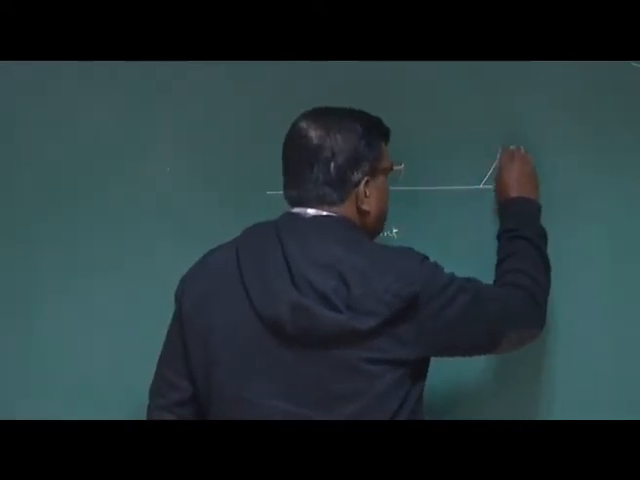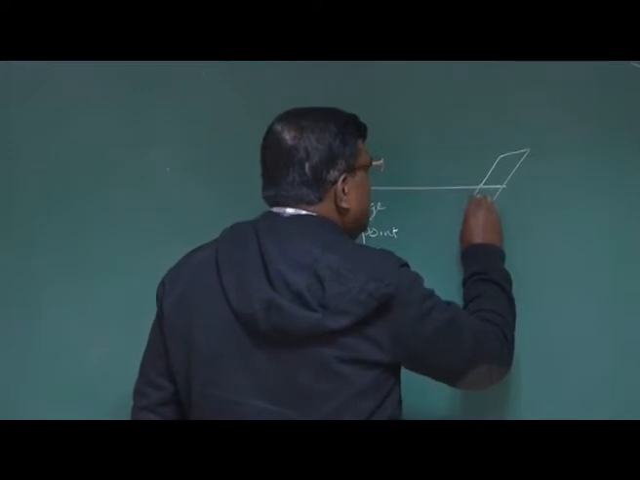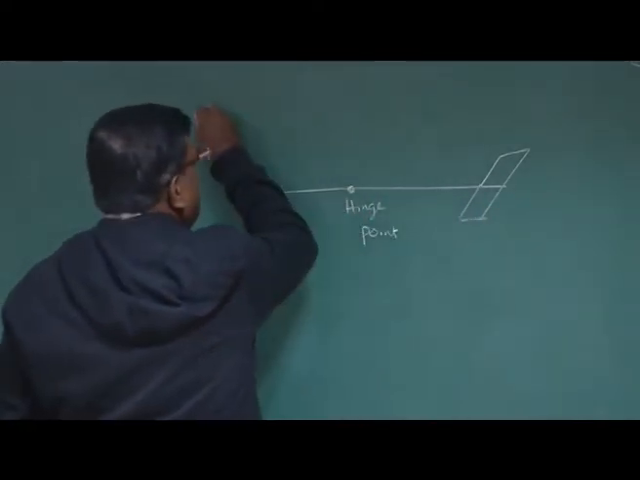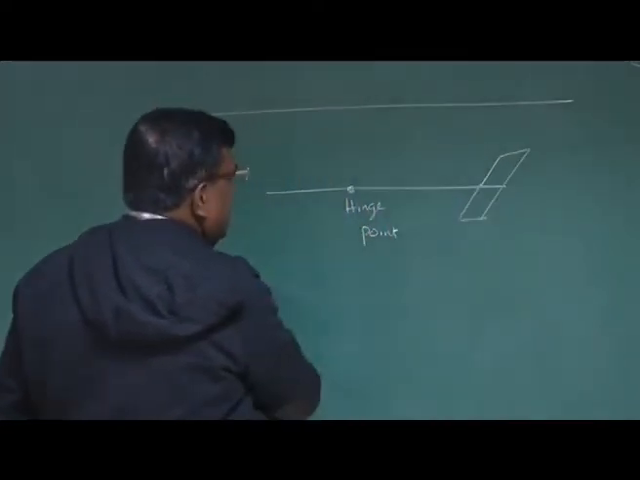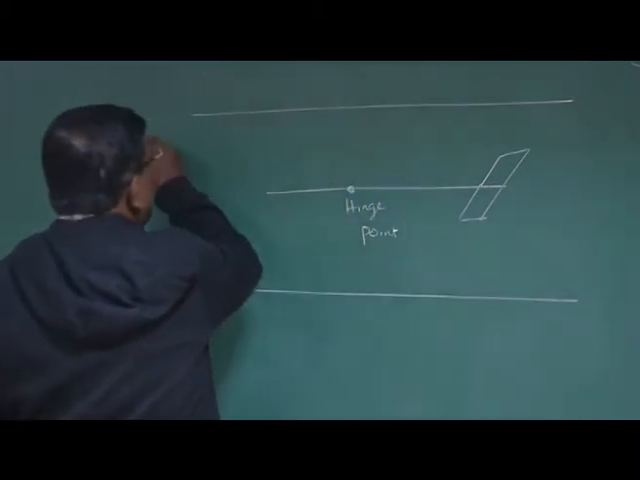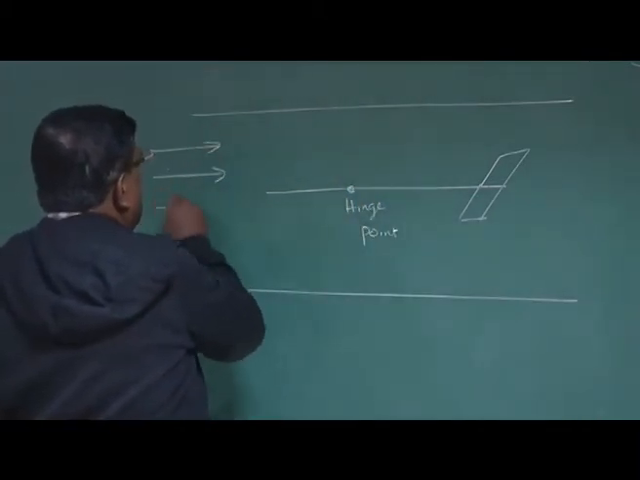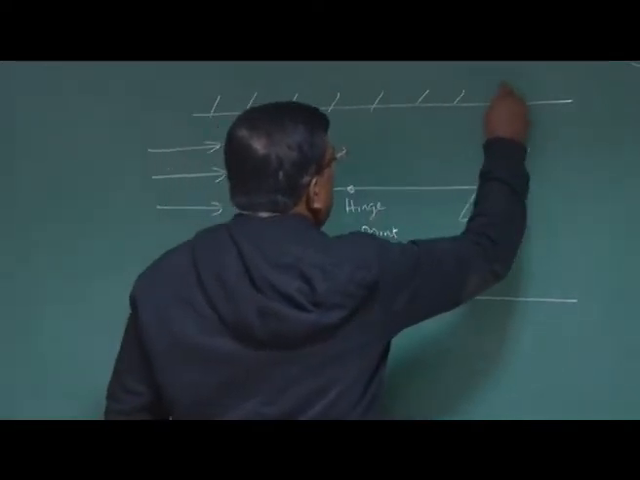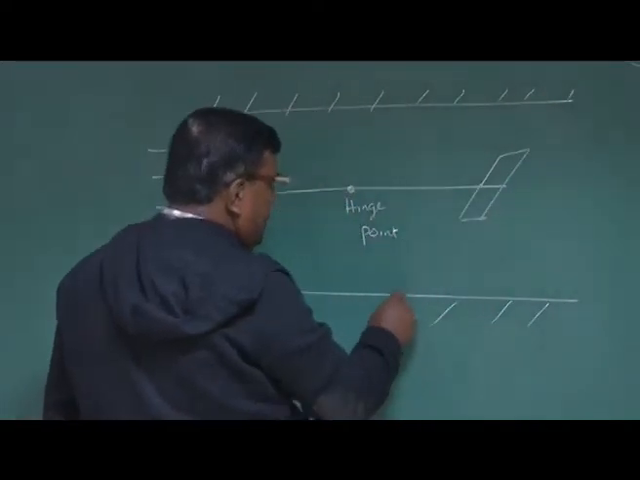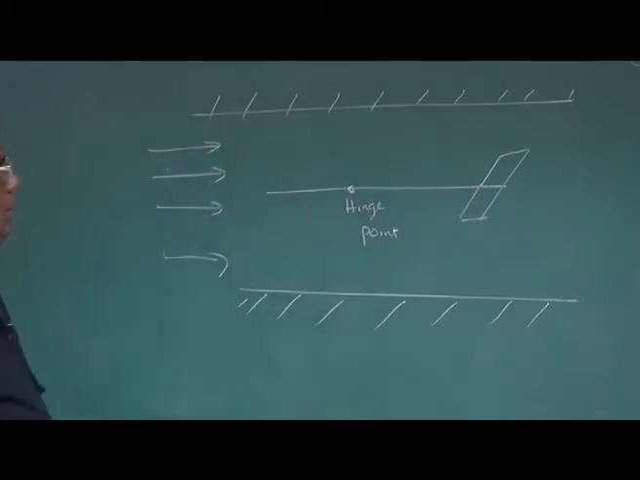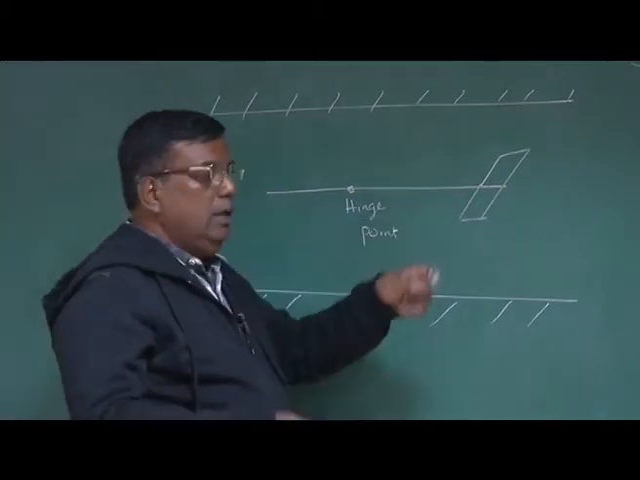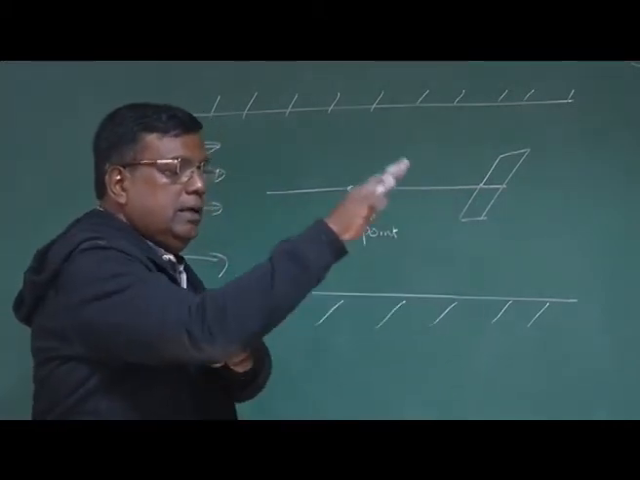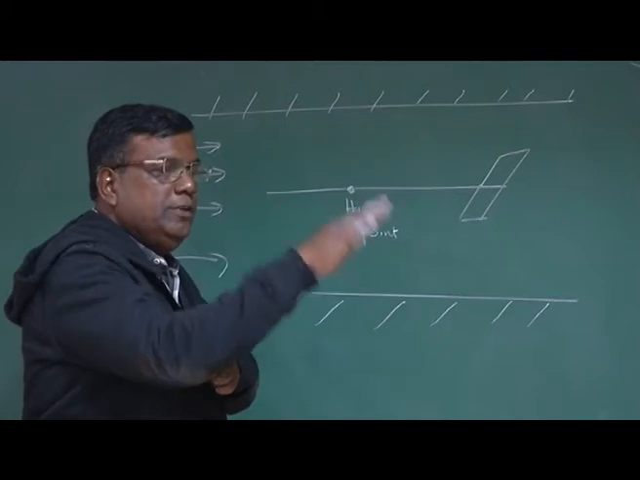Let us say I have put a horizontal surface like this, and I have kept this in a wind tunnel. You are all aware of this nomenclature. You know what is a wind tunnel? When I say hinge point, this is a horizontal tail, located like this, and it can rotate about this point in a pitch plane.